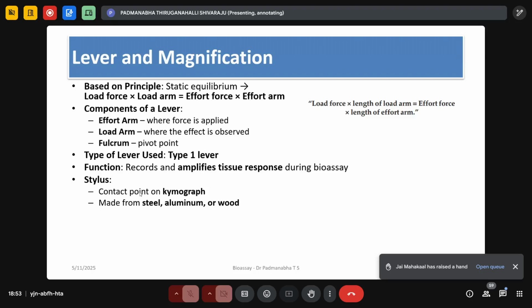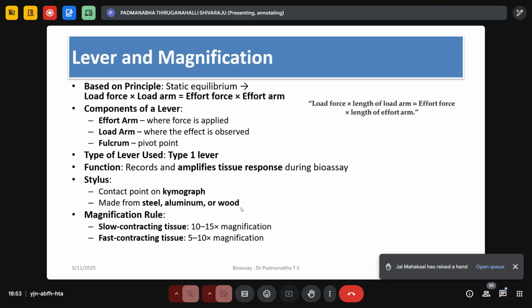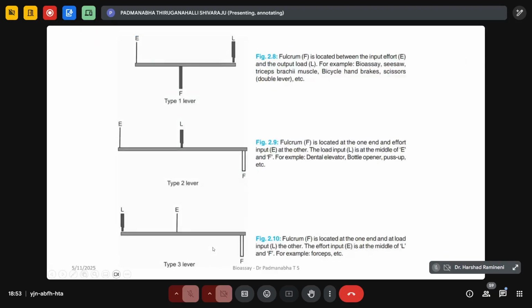So the stylus. What is a stylus? It's the contact point on the kymogram that records the responses. Usually it is made from steel, aluminum or wood, or sometimes you will use X-ray sheet as well, or a hard plastic copy. Magnification rule: when you are using a slow contracting tissue, the magnification should be 10 to 15, whereas for fast contracting tissue, it should be 5 to 10.